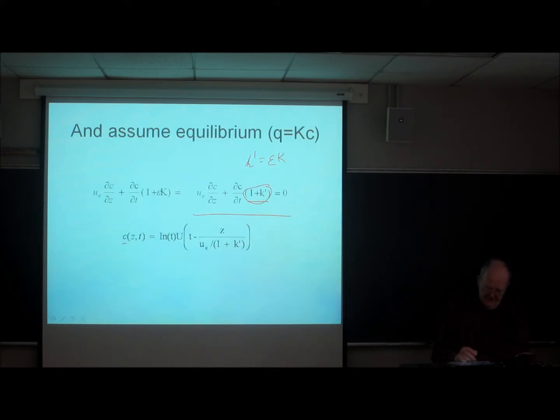It says that the concentration as a function of distance and time will be equal to the input function of time times this function u. The argument of u is t minus z divided by u_e divided by 1 plus k prime. This function u is known as a unit step function, hence u. It's really a very, very simple function.